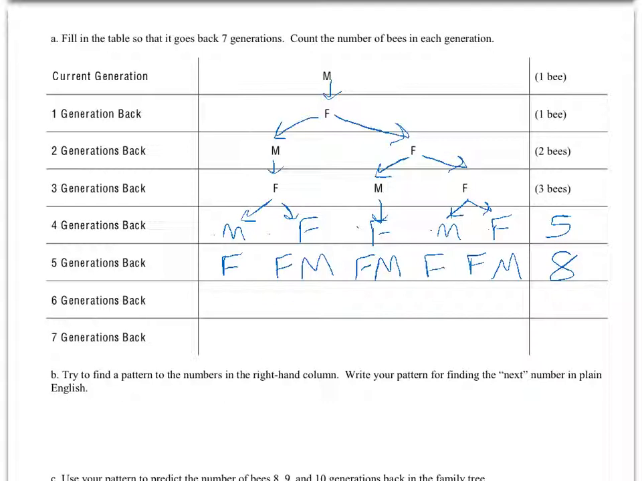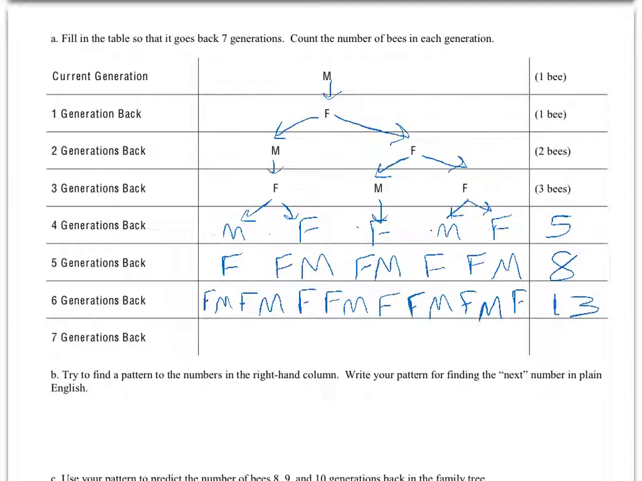Okay, so let's go one generation further back. Remember, each female has two parents and each male has one parent. So these females both have a female and a male parent. This male has a female parent. Then we have another female that has two parents. The male has just a female parent. Again, two females with both female and male parents. And this male has a female parent. So that's a total of 1, 2, 3, 4, 5, 6, 7, 8, 9, 10, 11, 12, 13 bees.